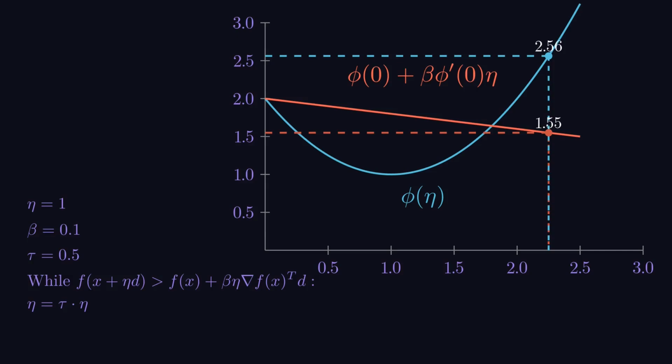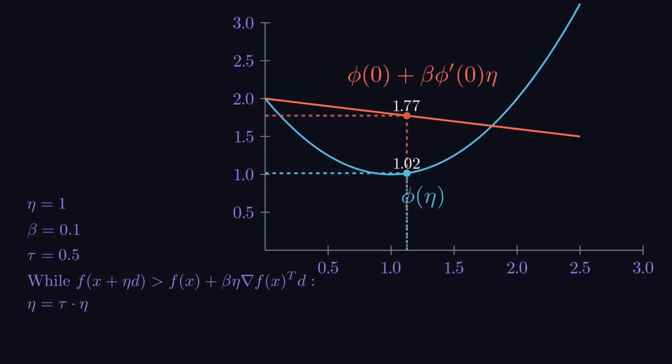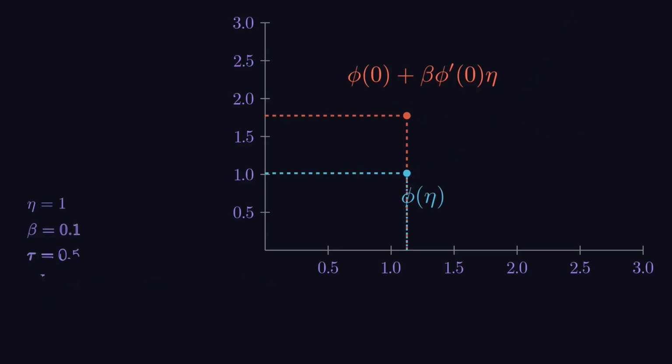In this example, the line search function is 2.56 and the threshold line is at 1.55. The condition fails because the value of the line search function is greater than the value of the threshold function. We multiply the step size by 0.5 and try again. Now we get 1.0 for the line search function and we get 1.77 for the threshold. So we accept the new step size.